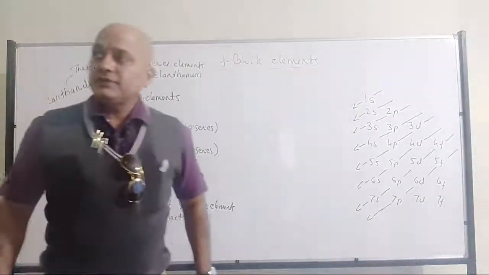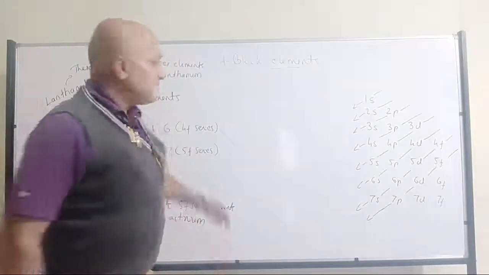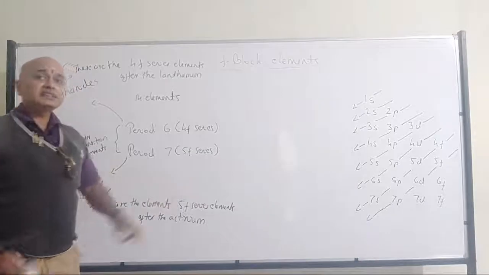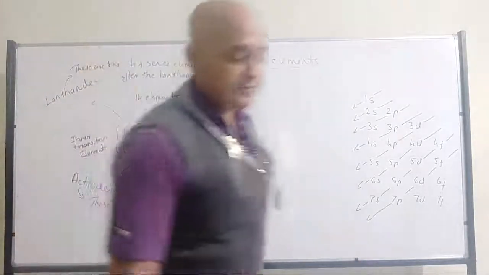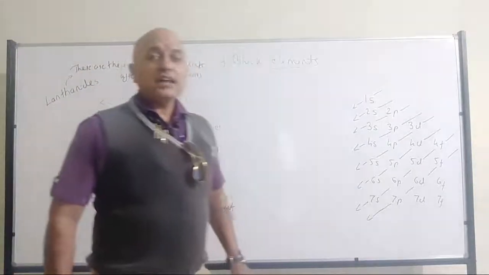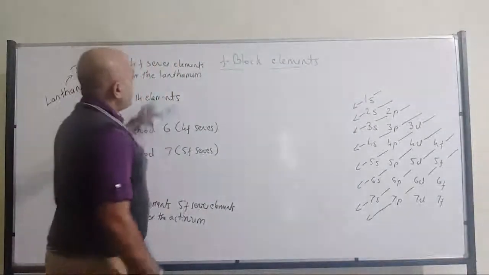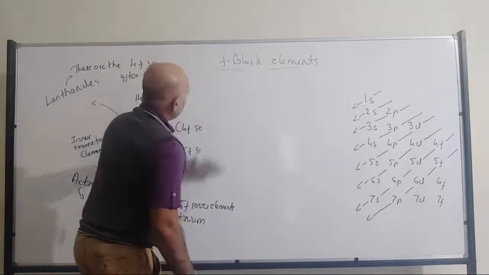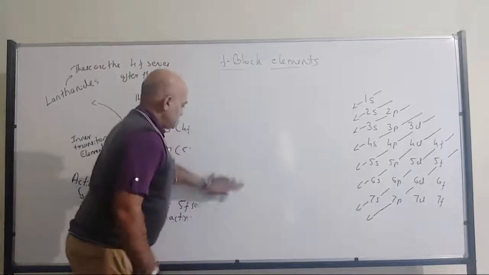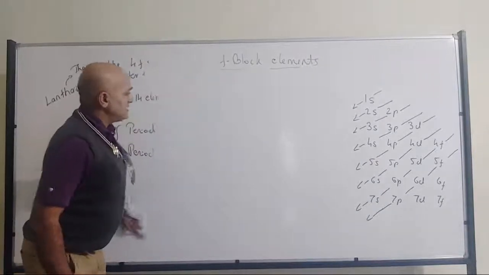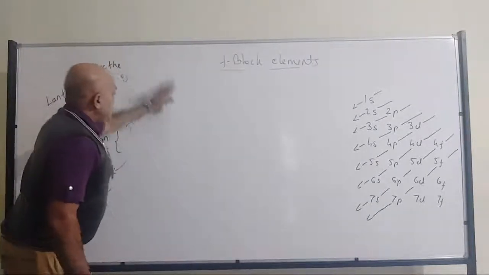Any doubt? Okay? So actinides are the 5F series and lanthanides are the 4F series. If you don't have any doubt, shall we move to the next one? So now I will talk only about the lanthanides first. If you don't have any doubt in this, I'll start with the lanthanides.